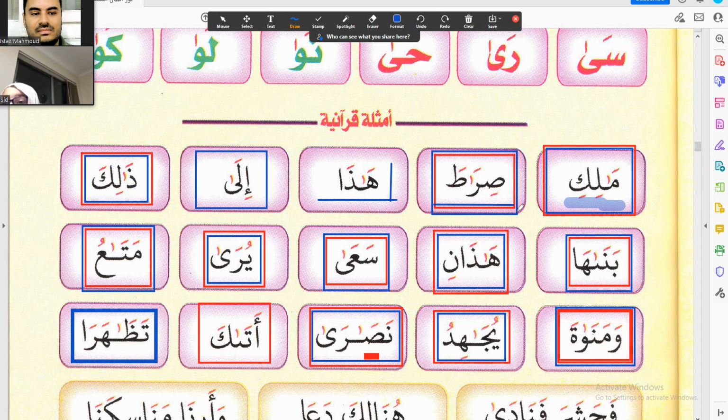مالكي. صراط. هذا. إلى. ذلك. بناها. هذان. سعى. يرى. متاع. ومناة. يجاهد. نصارى. أتاك. تظاهرا.